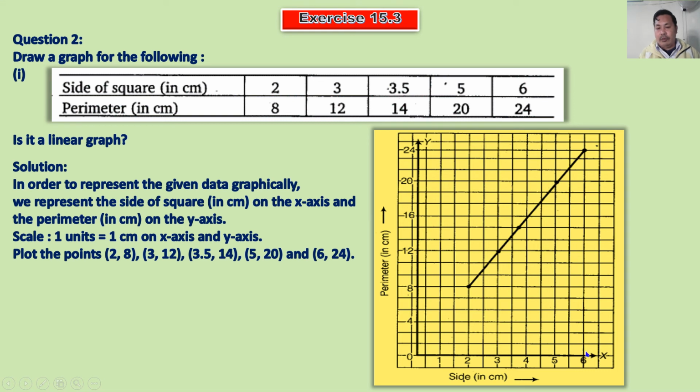And then 6 and 24. 6 is here, and now 24 is here, isn't it? So this is the point to represent the coordinates 6 and 24 here. Okay, the coordinates of x and y, that is 6 and 24.